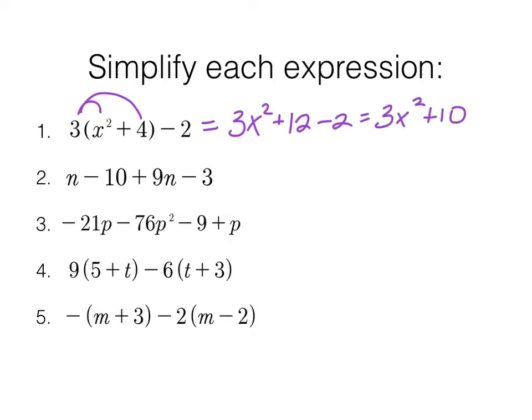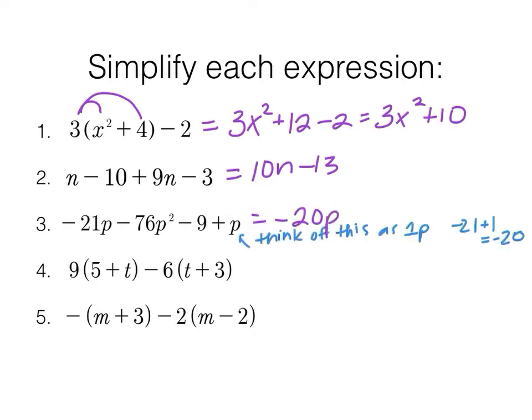All right, and then down here, we've got like terms, as we saw in the previous problems. n and 9n is 10n. And then minus 10 and minus 3 makes minus 13. Again, more like terms in the next expression. Negative 21p has a like term with positive p, so that's going to be negative 20p. And then there is no like term to go with minus 76p squared, or a like term to go with minus 9, so that one was almost simplified before we started. And then we have more distributive property problems.